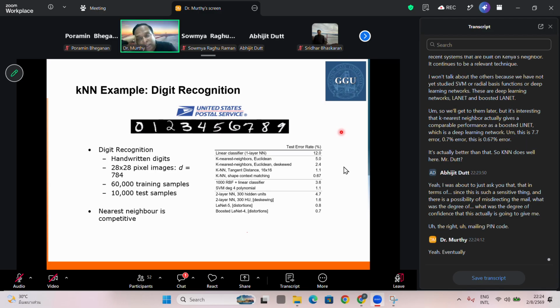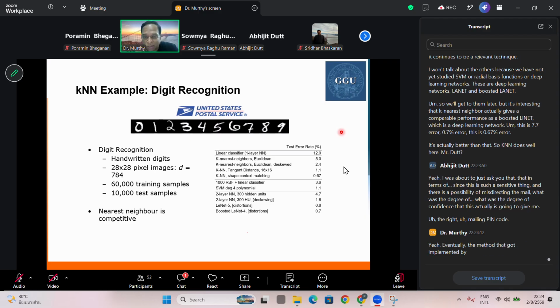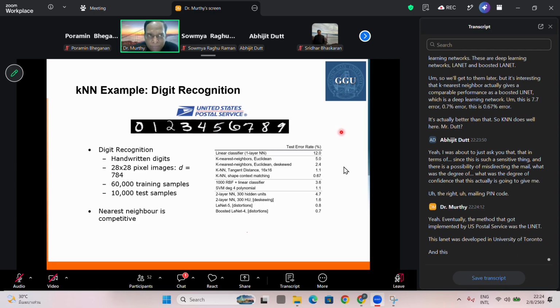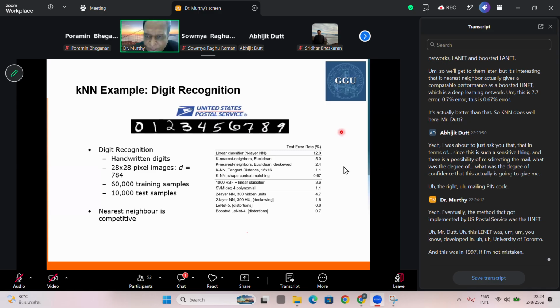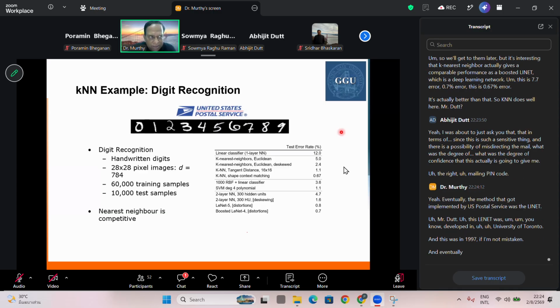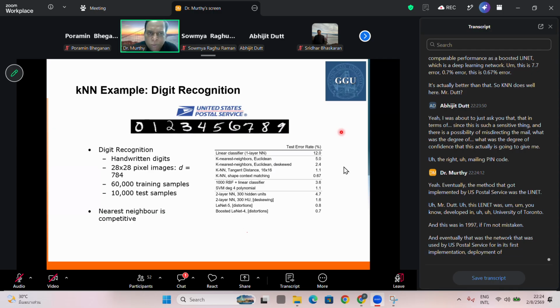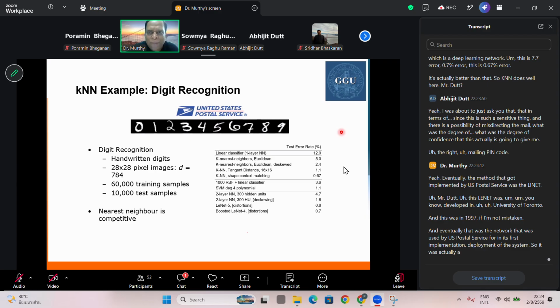Eventually, the method that got implemented by the US Postal Service was LeNet, Mr. Dutt. This LeNet was developed at the University of Toronto, and this was in 1997, if I'm not mistaken. Eventually that was the network that was used by the US Postal Service in its first deployment of this system. So it was actually a fairly dependable recognition of these digits.